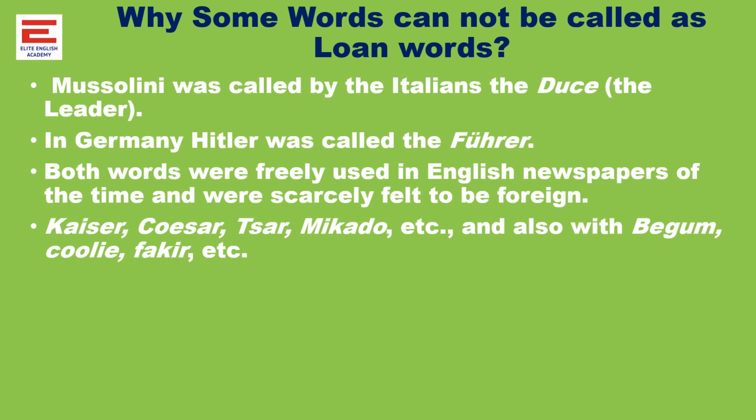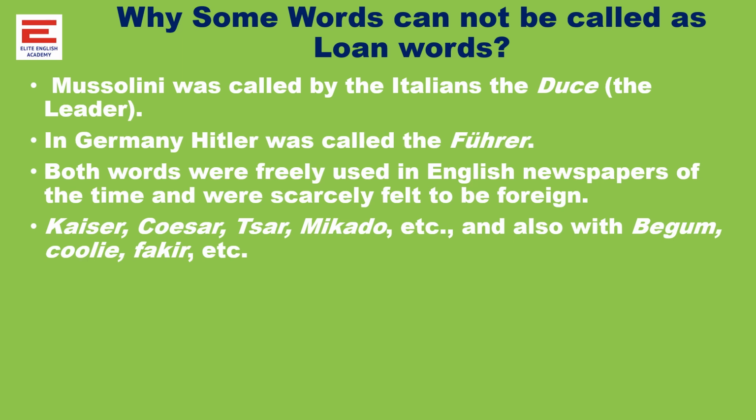Like that, in Germany, Hitler was called Führer, and the word fascist. Both words, Duce and fascist, are repeatedly used by English newspapers and journals, so they were not felt as foreign words. The point here is the process of acclimatization and naturalization: when one word is repeatedly used in English and is no longer considered a foreign word, we need not think of the source.